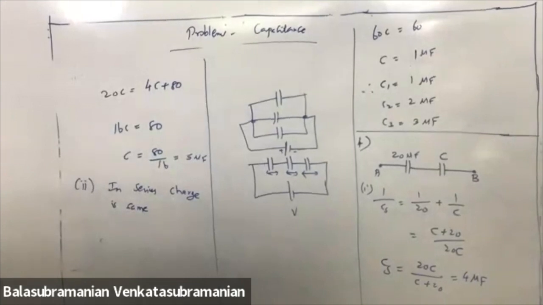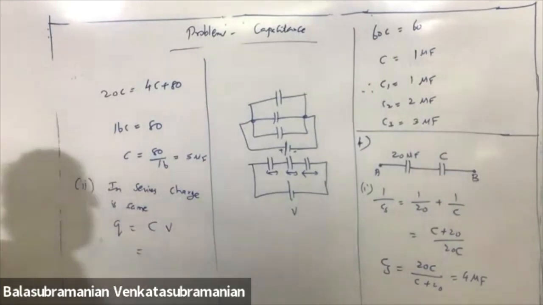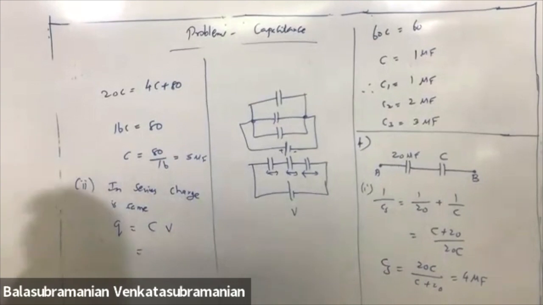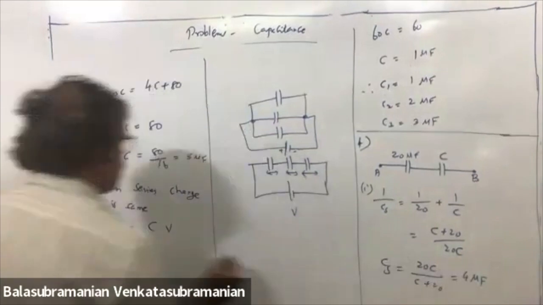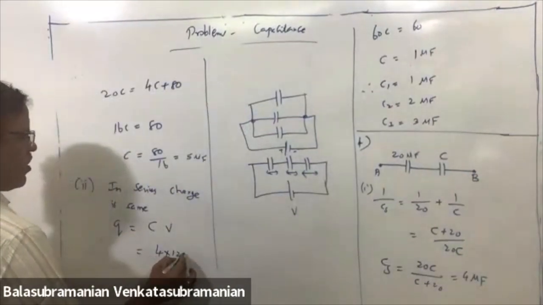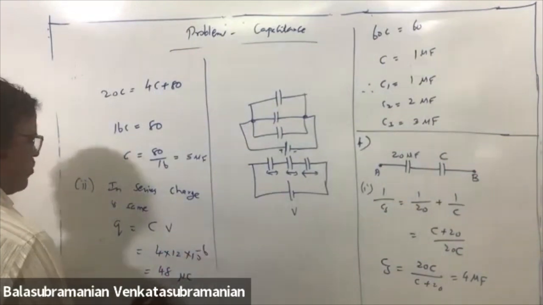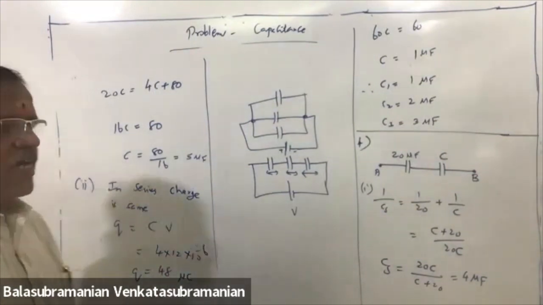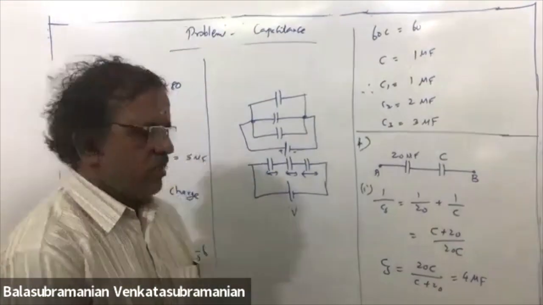So you have to calculate the charge on each capacitor. What is the value? Q is equal to C into V. What is C value? My resultant value? 4 microfarad. So 4 into 12, 48 microcoulomb. Total charge is 48 microcoulomb. Correct?